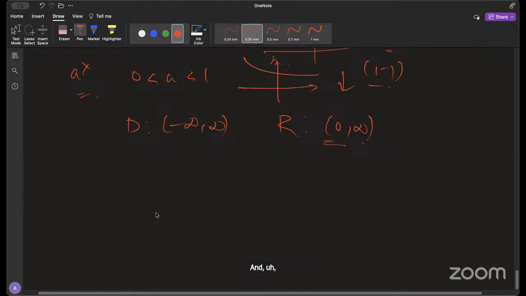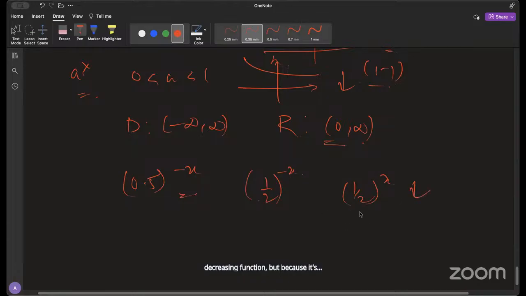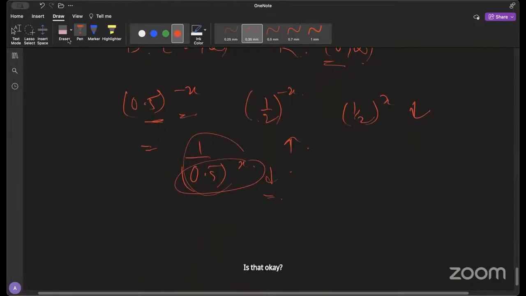Let's just say we've already discussed this, but we'll see it one more time. Let's just say you have something like this. This function has a base of half, which is less than 1, and then it's minus x. We know that (1/2) to the power x is a decreasing function, but because it's minus x, it's basically 1 by 0.5 to the power x, right? Because this is a decreasing function, this whole thing is going to be increasing. Is that okay? Yes, ma'am.